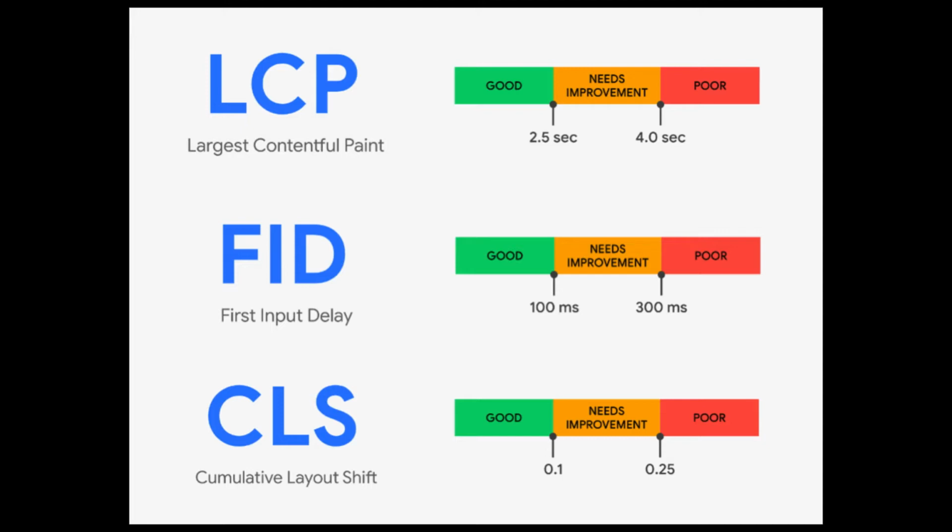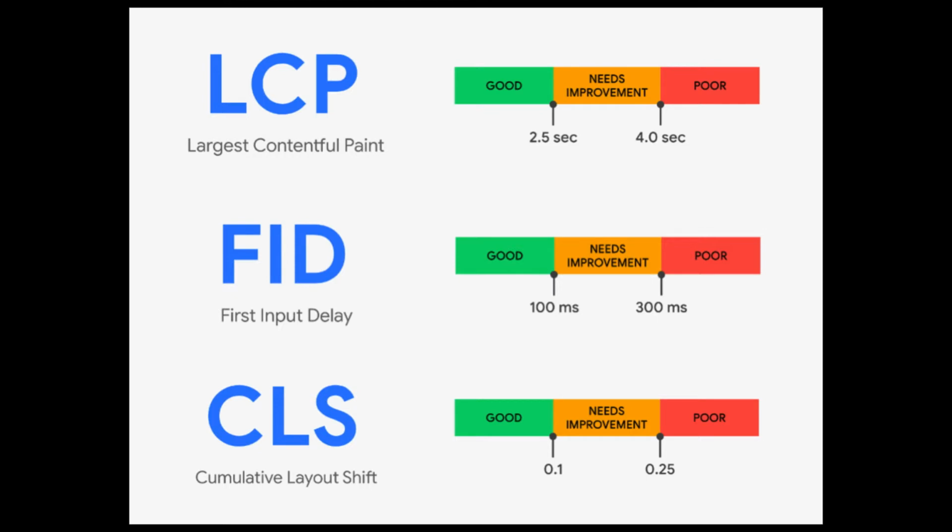So those are the three metrics: largest contentful paint, first input delay, and cumulative layout shift. Now you can see here that there are metrics that you're going for. For the contentful paint, you want to keep it under 2.5 seconds, ideally. Anything higher than that, you kind of want to do something about it. For the FID, you want to keep it under 100 milliseconds, okay? And then for the layout shift, you want to keep that under 0.1.